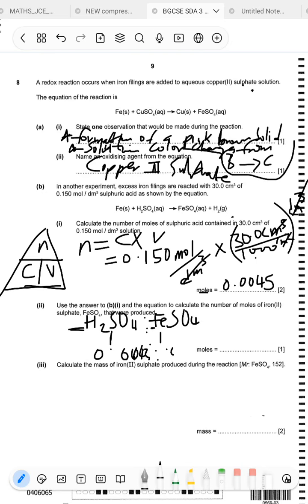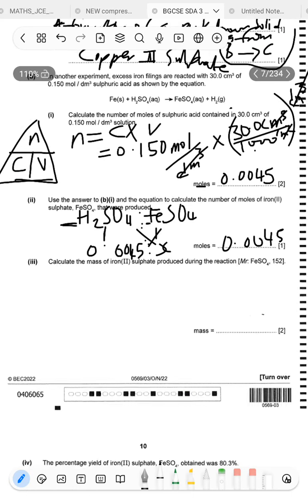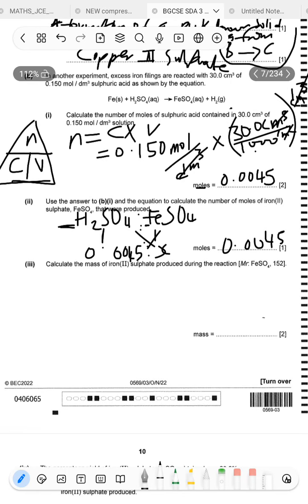Okay, it's 2x. Let's just write this properly. Okay, just a second. Okay, 0.0045 is 2x. So your x is going to be 0.0045, since the ratio of reaction is 1:1. Okay, so they're going to have the same number of moles. Roman figure 3 says calculate the mass of iron 2 sulfate produced during the reaction.